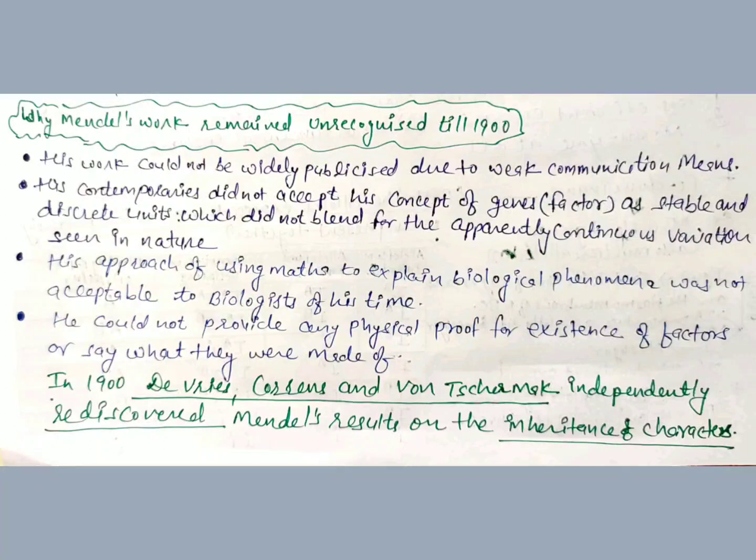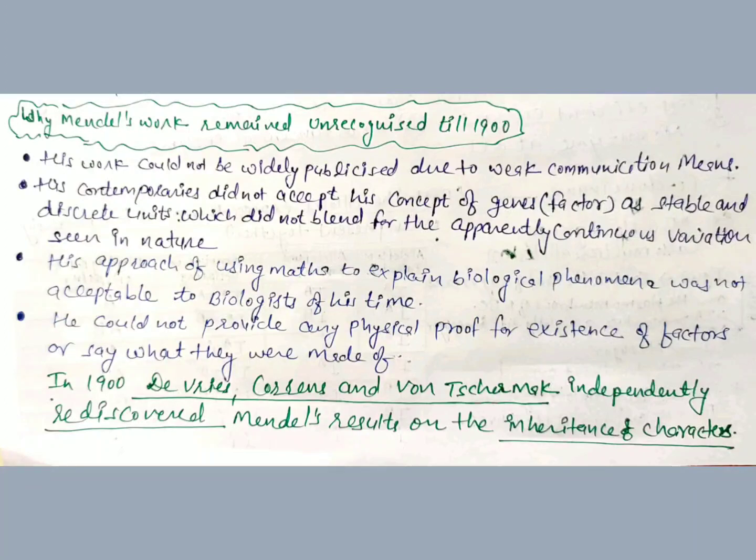Mendel published his work on inheritance of characters in 1865, but his work remained unrecognized till 1900. And why? Because number one, his work couldn't be widely publicized due to the weak means of communication at that time. Second, his contemporaries didn't accept his concept of genes as stable and discrete units that control the expression of traits, which didn't blend, for the apparently continuous variation seen in nature. Third, his approach of using maths to explain biological phenomena was not acceptable to the biologists of that time. Last one, he couldn't provide any physical proof for the existence of factors or what they were made of.